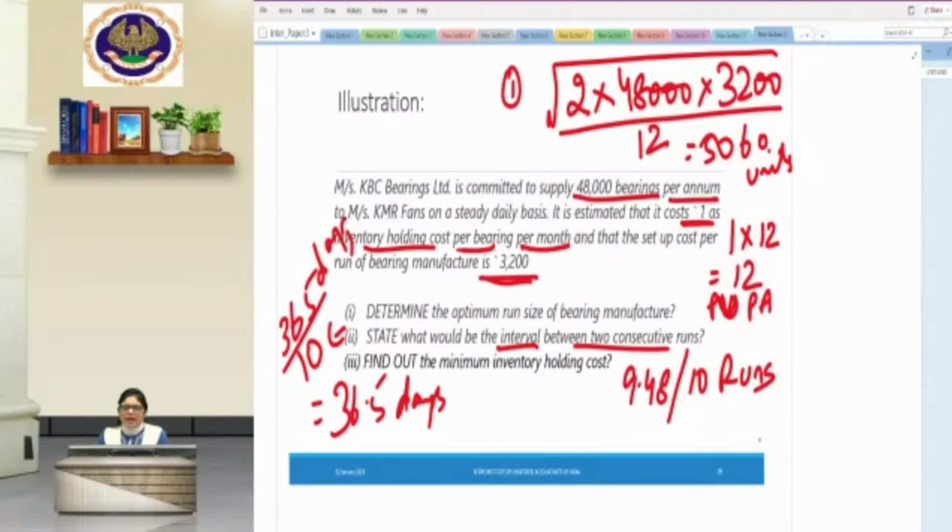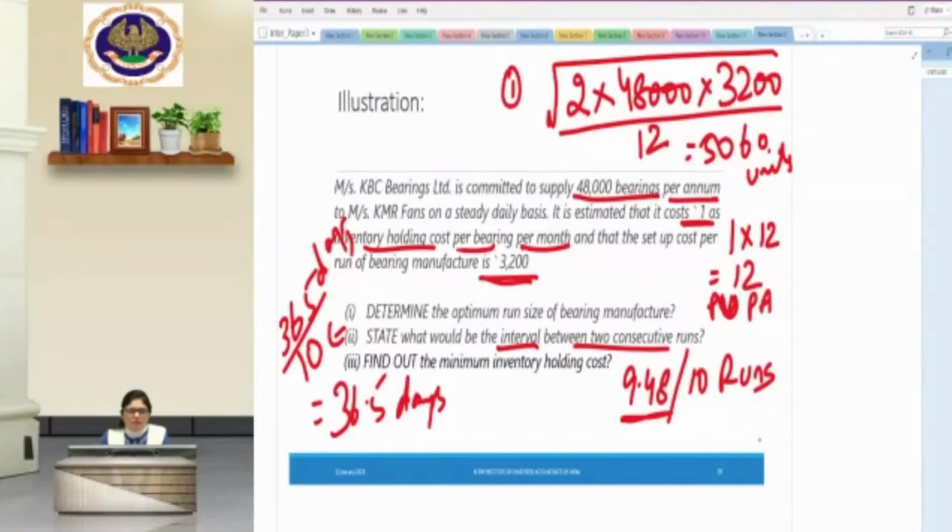So 9.49 or 10 runs. See, you cannot run it in fraction. So you have to take the next absolute figure. A fraction like 9.49 you cannot take. You cannot make it 9. It has to be more than 9, so it can be 10. So make it 10 runs. The interval between two consecutive runs: the total runs in the whole year, 365 days divided by 10, is 36.5 days.